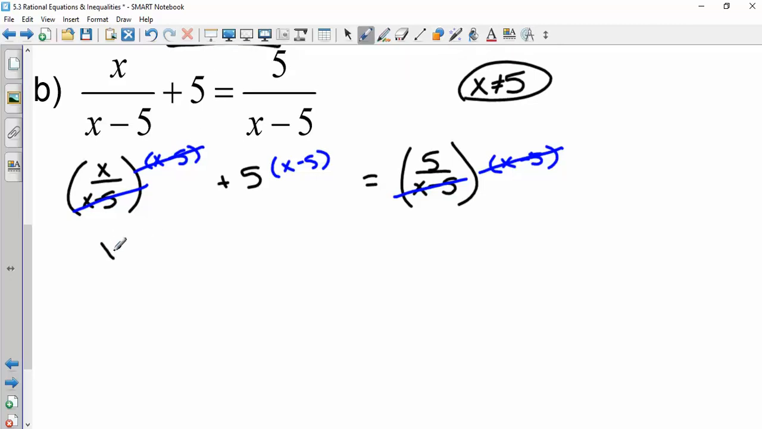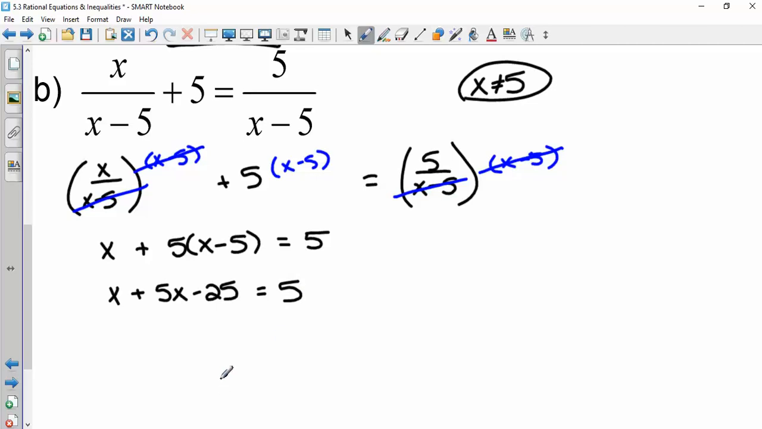So I'm left with just an x on this first one. 5 times x minus 5 equals 5. All right, distribute. If I add like terms, we have 6x. If I add over my 25, 6x equals 30. Divide by 6 and x is 5.